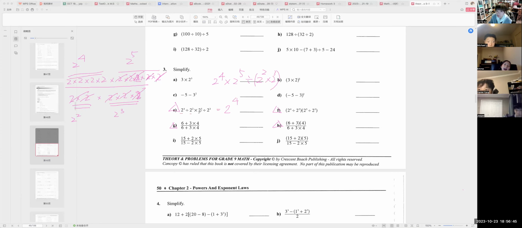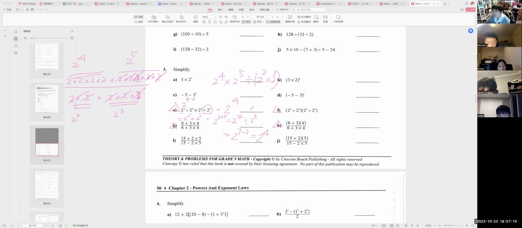If the bases are the same, everybody, we have 2 to the power 4 divided by 2 to the power 2 equals 2 to the power 4 minus 2, which is 2 to the power 2. Then times 2 to the power 5 equals 2 to the power 2 plus 5 equals 2 to the power 7. Then divided by 2 to the power 3 equals 2 to the power 7 minus 3 equals 2 to the power 4.